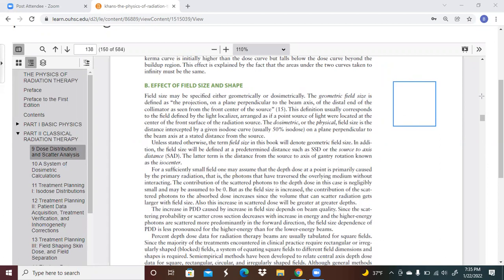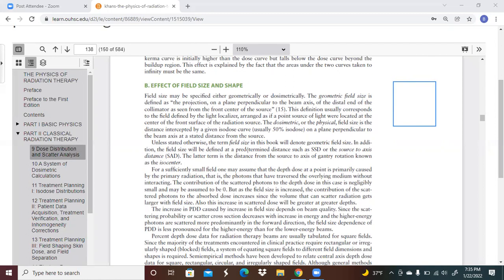The dosimetric, or the physical field size, would be related to a particular isodose line that would go out and hit a particular size here. This may be 50%. It could be defined as something different, but that's usually what we're looking at. Unless otherwise stated, the field size here is going to refer back to the geometric field size, the geometric borders.